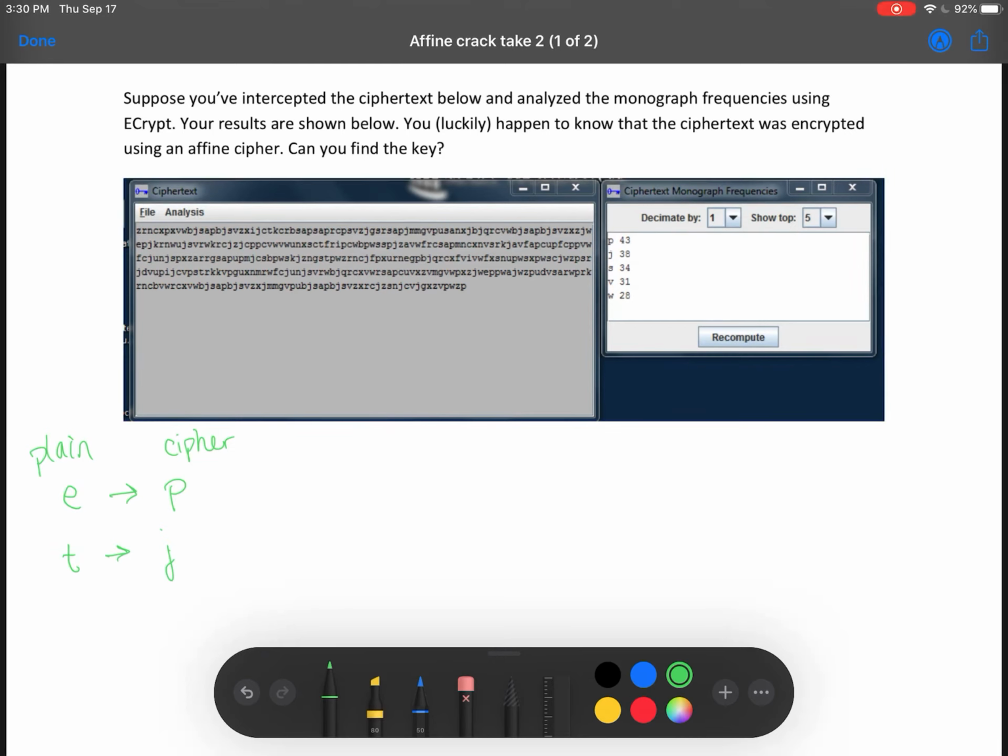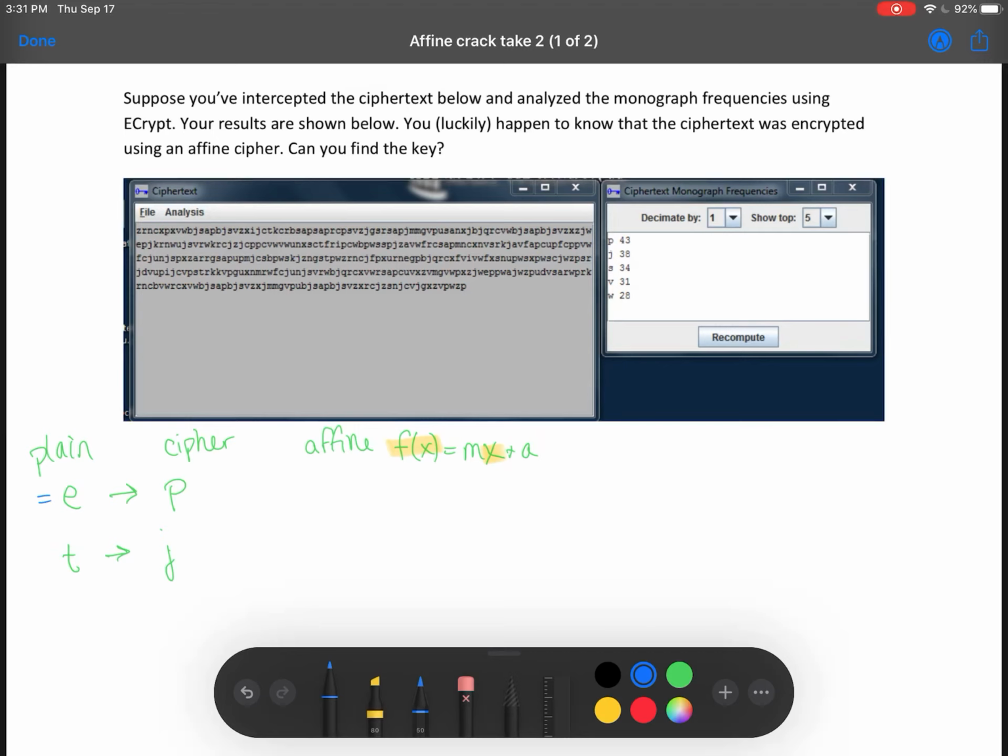So from here, we can set up our equations. Remember, affine looks like f of x equals mx plus a, where the x is the number value corresponding to the plain text letter, and f of x is the number value corresponding to the ciphertext letter. So we need to plug that in. Remember, we're looking for m and a.